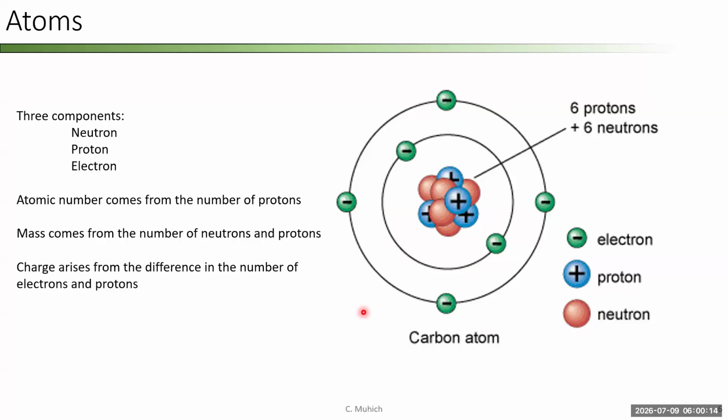Our atomic number that we saw in the periodic table comes from how many protons exist. So this is what leads to a difference between, say, hydrogen and carbon, right? There's one proton versus six protons. The mass comes from a combination of the protons and the neutrons, and then charge on these atoms arises from differences in the number of protons and electrons.